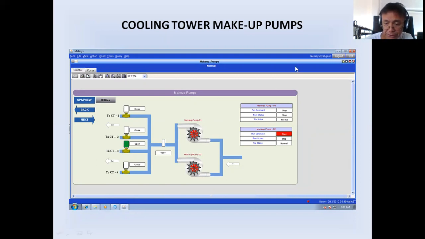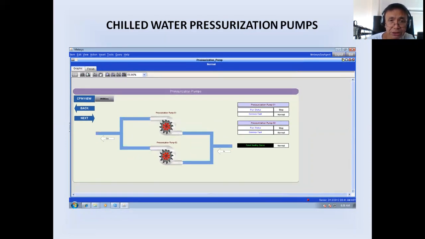Okay, now let me go to the next slide. Chilled water pressurization. This is the one that maintains the pressure of the system. So when the pressure of the system drops, this will be the one to pressurize or repressurize the system. Now, of course, there will always be some leaks in the chilled water, so this will be the one to maintain the pressure in the chilled water system.